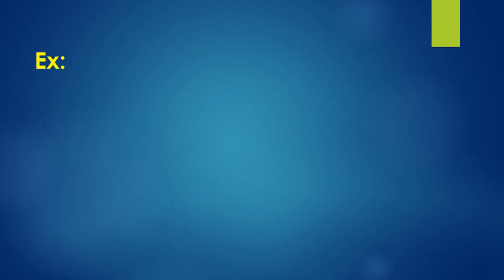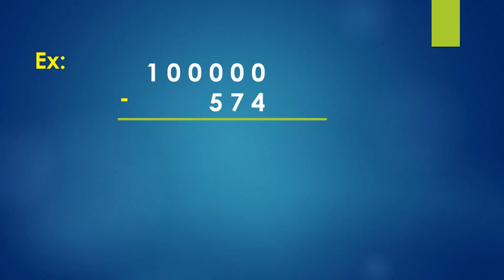Now one more example. Wow, it is 1 lakh minus 574. We'll follow the same rule. But before doing, you can observe here 574. 574 is written and to the left hand side there are no digits. So for convenience sake, we can write it as 0 and 0. You can write, isn't it? The value does not change. It is still 574 only.